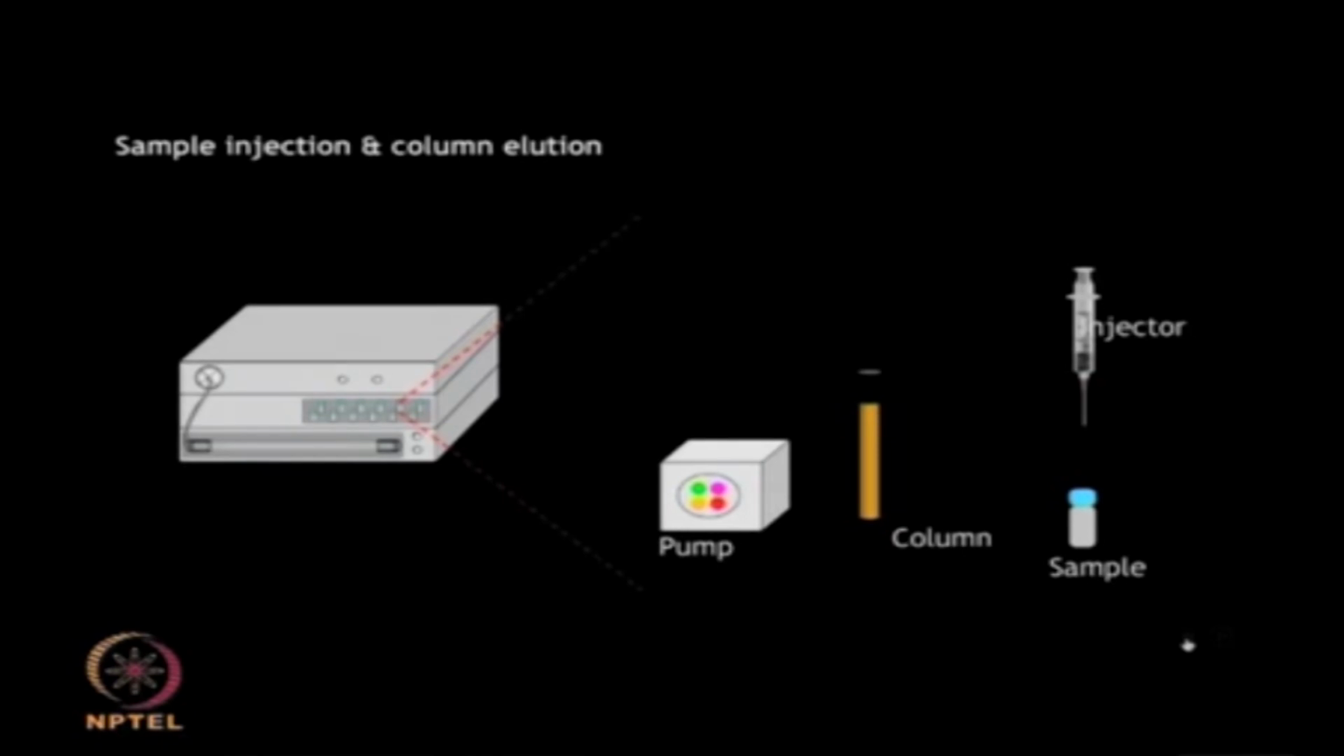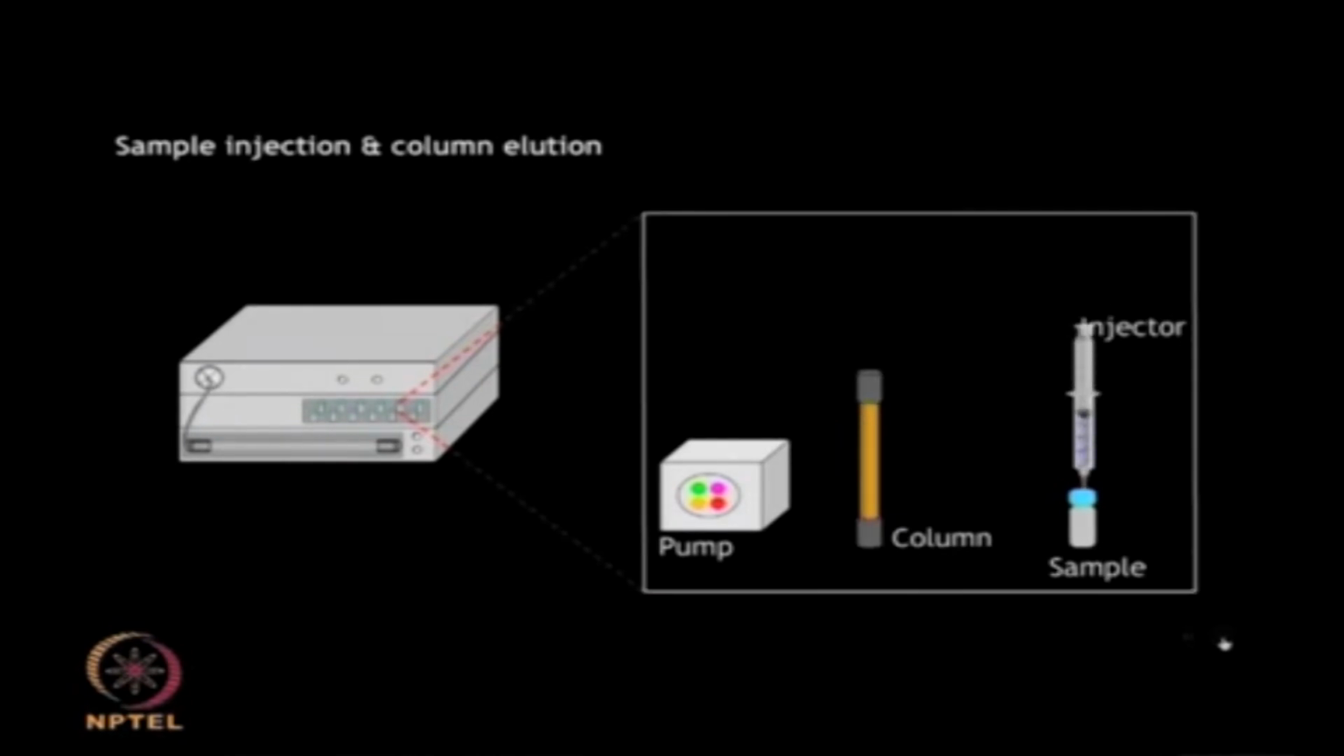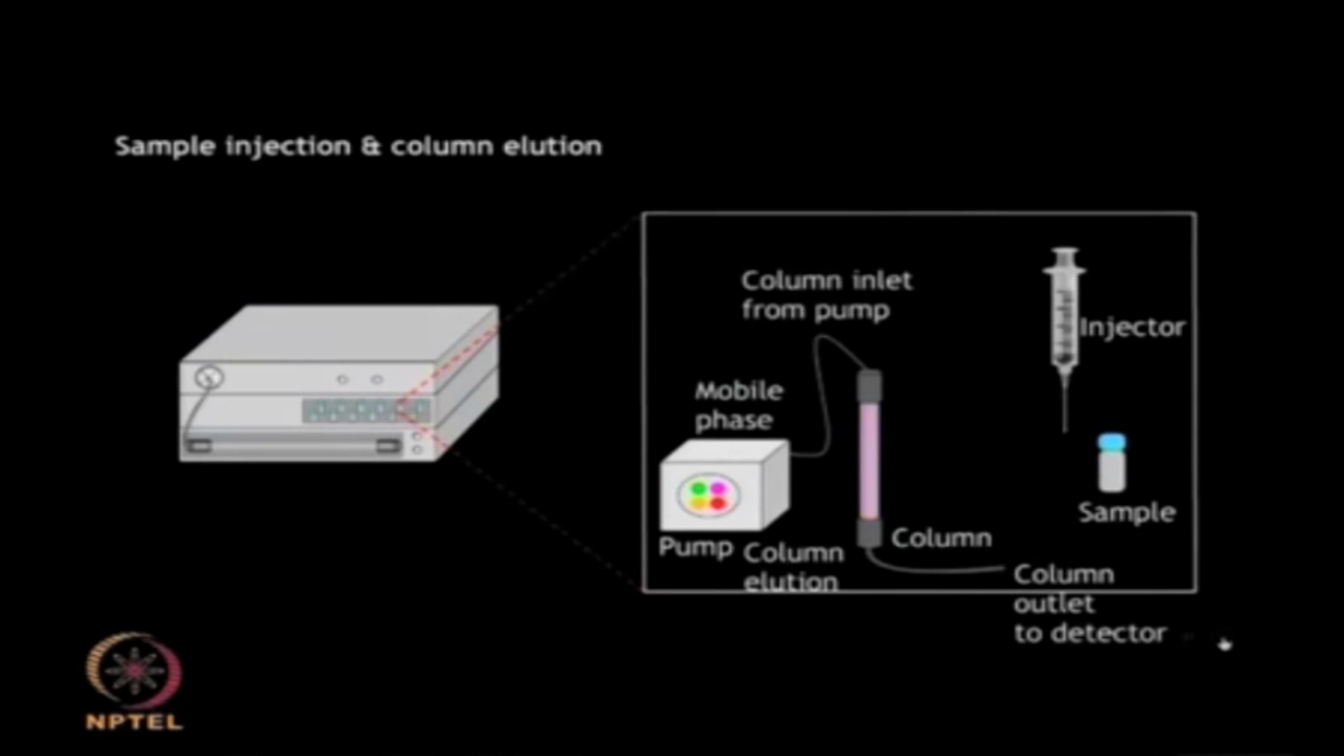The sample injector system may be automatic or manual. The automatic sampler uses a syringe to inject the sample, which is placed in a vial, directly into the column. Once the sample is injected, the mobile phase flows into the column through the pump. The column consists of a stationary matrix that preferentially binds certain analytes. The outlet from the column enters the flow cell where it can be detected.